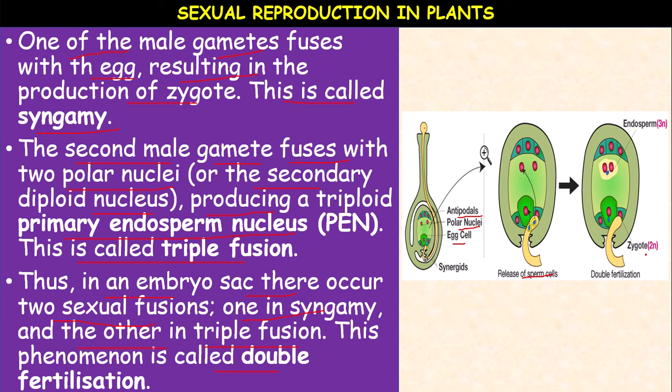From there, it releases the male nucleus, which fuses with the egg cell, the releasing of the sperm cell here. One of them forms the zygote, the first fertilization. In the second fertilization, the second male nucleus combines with the secondary nucleus or polar nuclei in the middle of the embryo sac and forms endosperm. A triple fusion takes place and a 3N nucleus is formed, the endosperm nucleus.